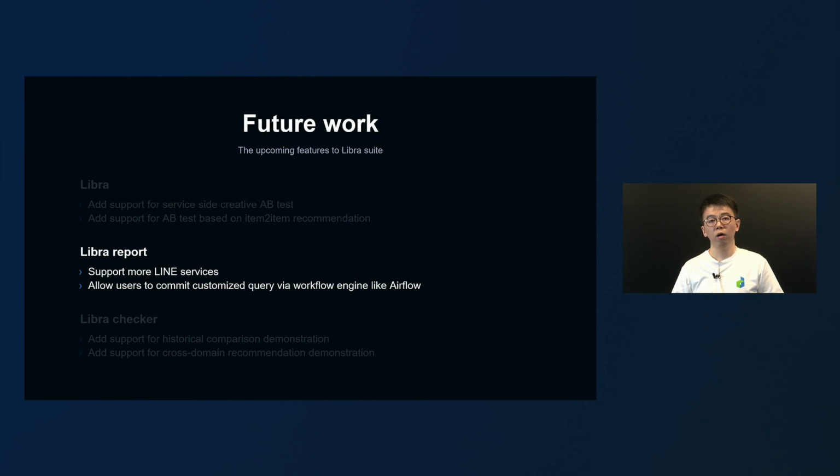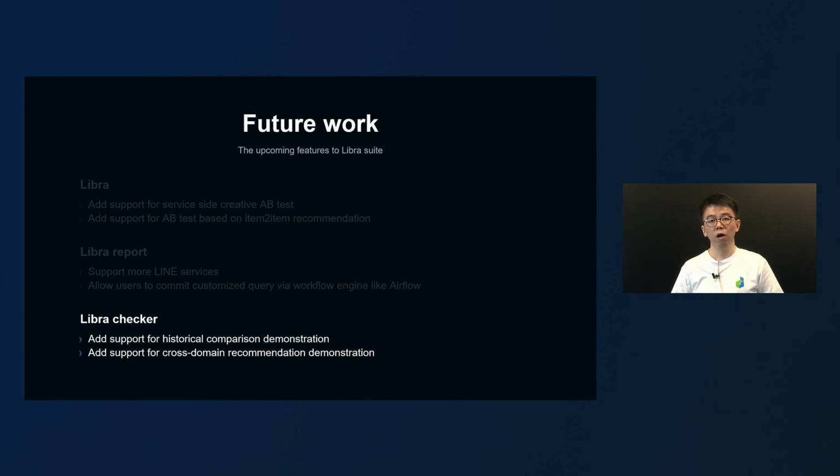With Libra report, we want to support more LINE services. At present, it can only output metrics aggregated by a certain query, but we want to allow users to commit customized queries via Git by implementing a workflow engine like Airflow. As for Libra Checker, we want to add support for demonstrating the comparison with the historical machine learning output and for cross-domain recommendation demonstration. Those are the types of work we're planning for the future.